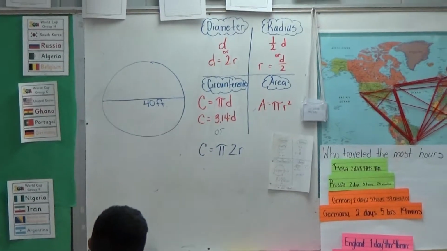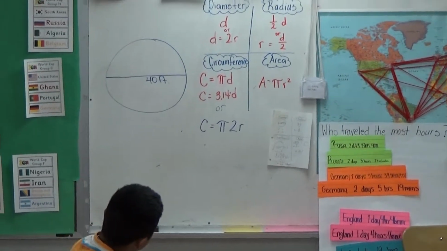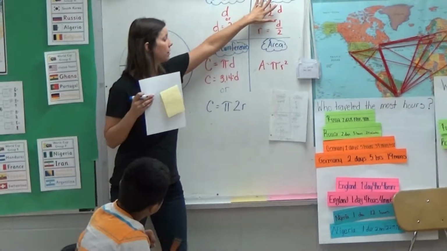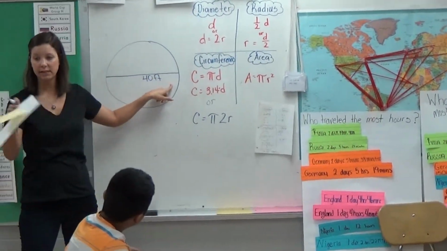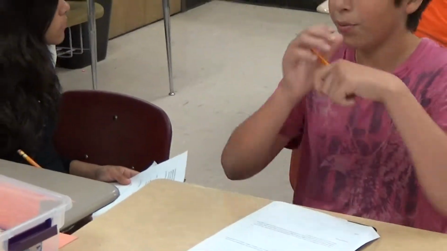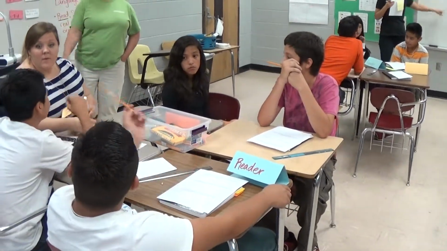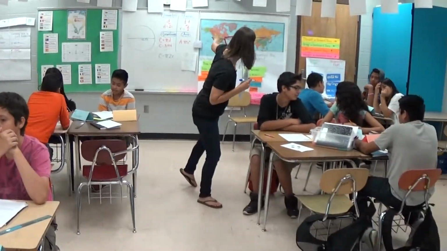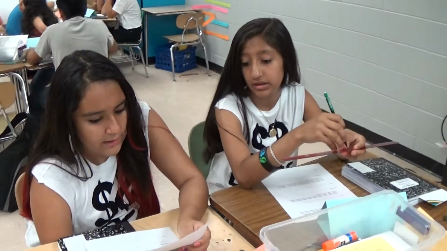Alright, talk to your partners for just a second. Which one of our vocabulary words is this right here? Say it to your group quickly. Which vocabulary word is that? What does it start with? Is it diameter, radius, circumference, or area? Yeah, diameter.